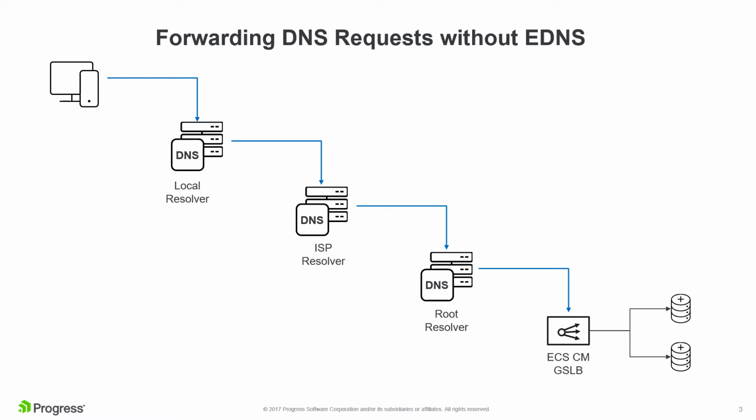However, the ECS Connection Manager will only see the request as coming from the prior downstream DNS server, which provides no visibility on where the original request came from. In global load balancing with DNS, this is not a good scenario as the fidelity of the client location has been lost as the DNS request gets forwarded.